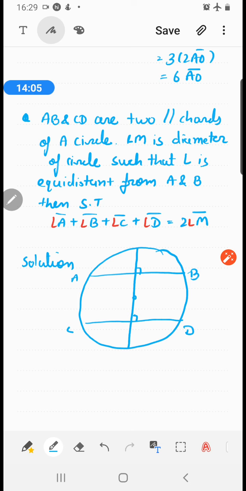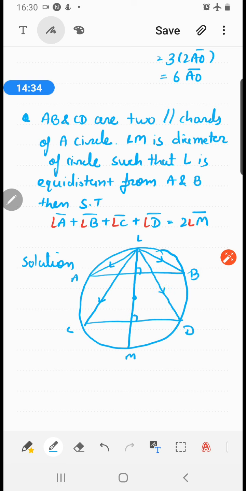If it is perpendicular to the chords, you can clearly see that your LA and LB will be equal. The reason is that this perpendicular is also the bisector of segment AB. So that is how we get LM. Now what you do first is, let's show the vectors first. So I show LA bar, then LC bar, then LB bar, and then LD bar.